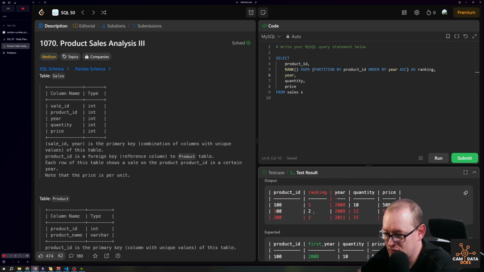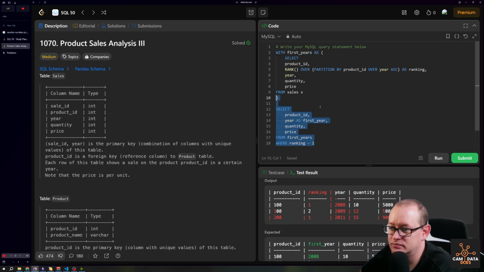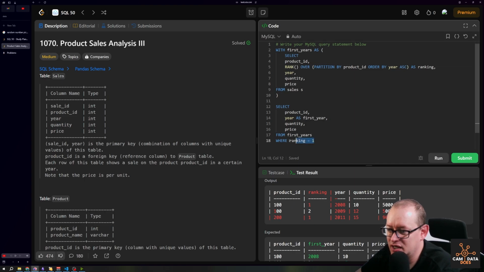Here we go. So it's giving me the product ID and the ranking. This product ID had 2 different years that it sold in, and I'm only interested in the ranking 1. So the first year is 2008. And then this one, its first year was 2011. So that's what this is giving us. So I'm taking that and I'm just saying where ranking equals 1.